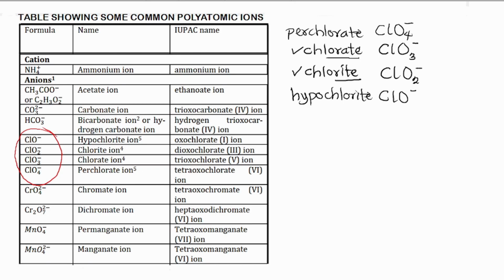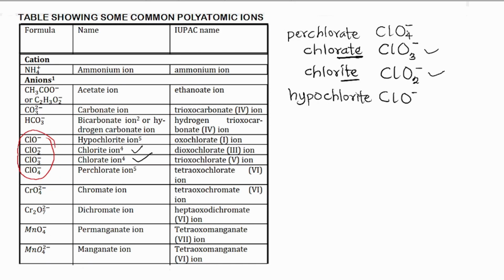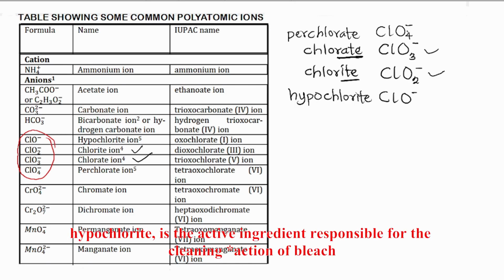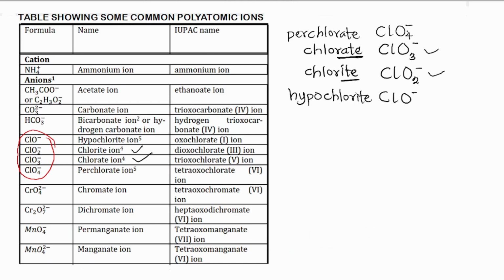To reiterate, perchlorate is given the name per because it has 1 oxygen atom more than chlorate, while ClO- is given the name hypochlorite because it has 1 oxygen atom less than the anion chlorite. It is worthy of note that hypochlorite is the active ingredient responsible for the cleaning action of bleach. Liquid bleach contains NaClO, that's sodium hypochlorite, which dissociates in solution to give Na+, then ClO-.